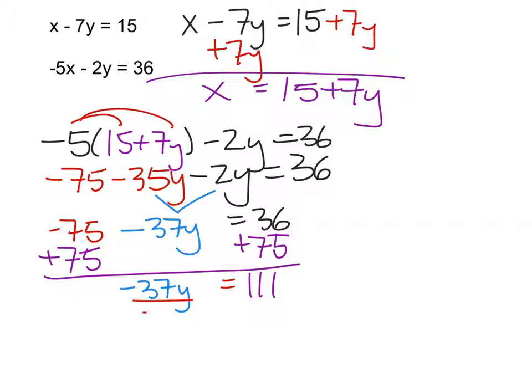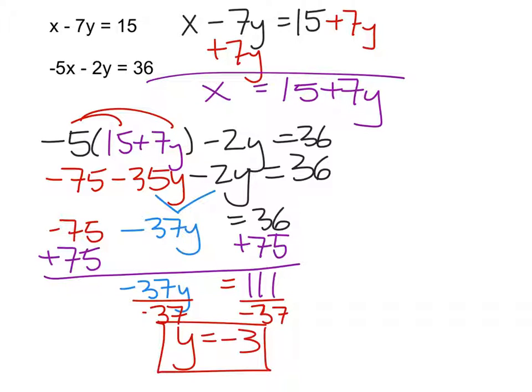Finally, to solve for y, I'll have to divide both sides by negative 37, which gives me that y is negative 3. So that's our first part of the answer, which I will write at the top. So you can see there my y value is negative 3. I'm going to write this as an ordered pair or coordinate pair. Next thing I need to do is to solve for x.